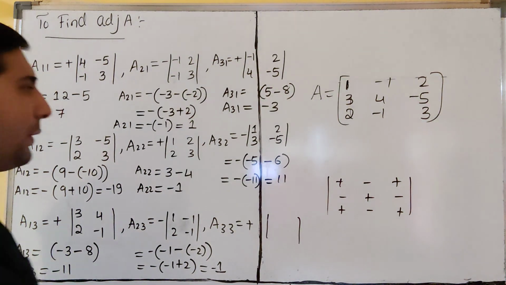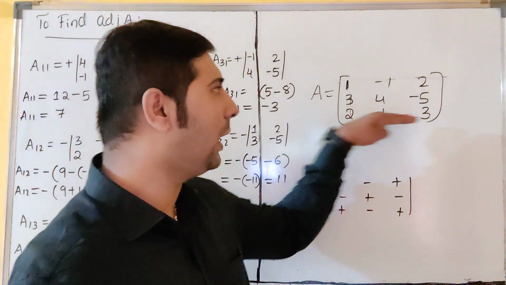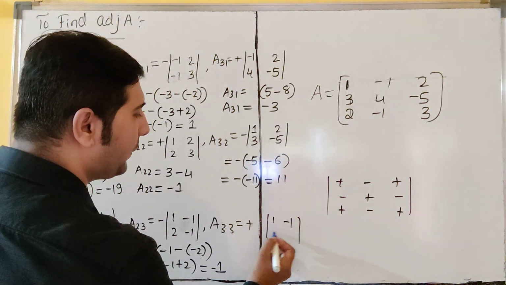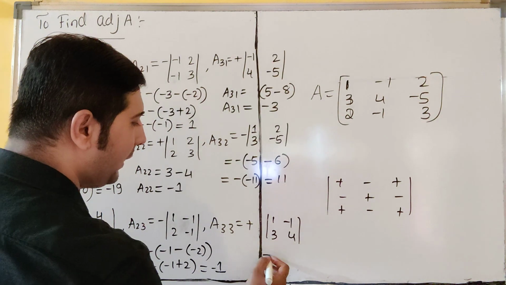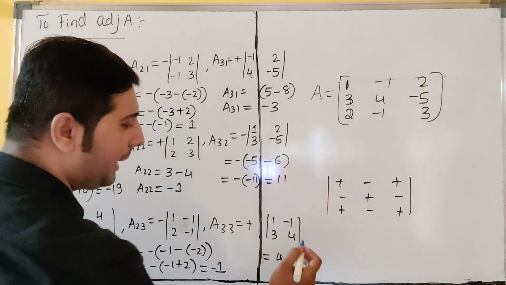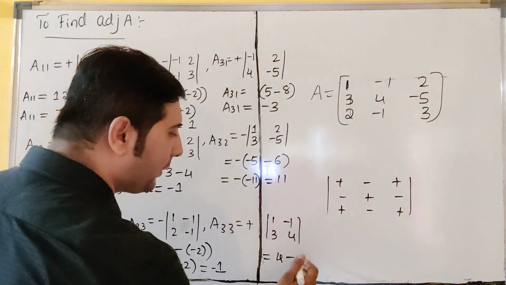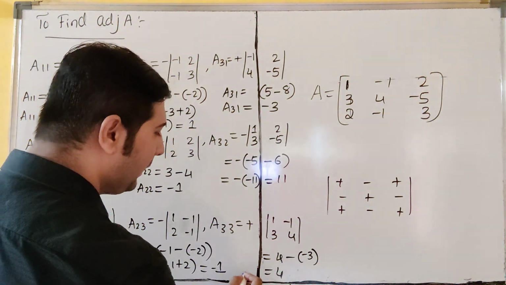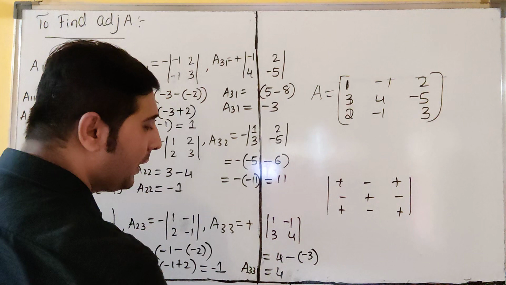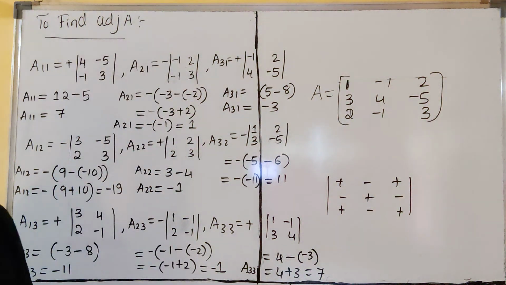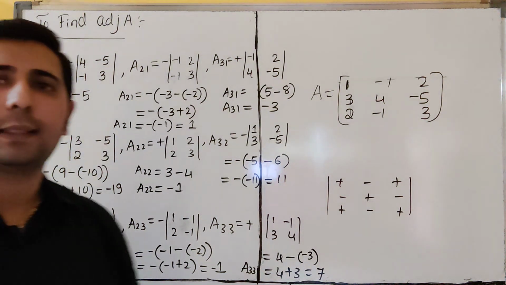Understood? Now see, third row, third column you leave. Third row, third column. So what will you be left with? 1, minus 4, 3, 4. You will see this answer. Plus, either you write it or you may not write it. 1 into 4 is 4. Minus I will write. So 3 into minus 1 is minus 3. So how much will you get? Minus into minus. This is A33. Don't get confused. So minus into minus is plus, 4 plus 3 is 7, dear students. So this is how we will find the cofactors of matrix A, dear students.